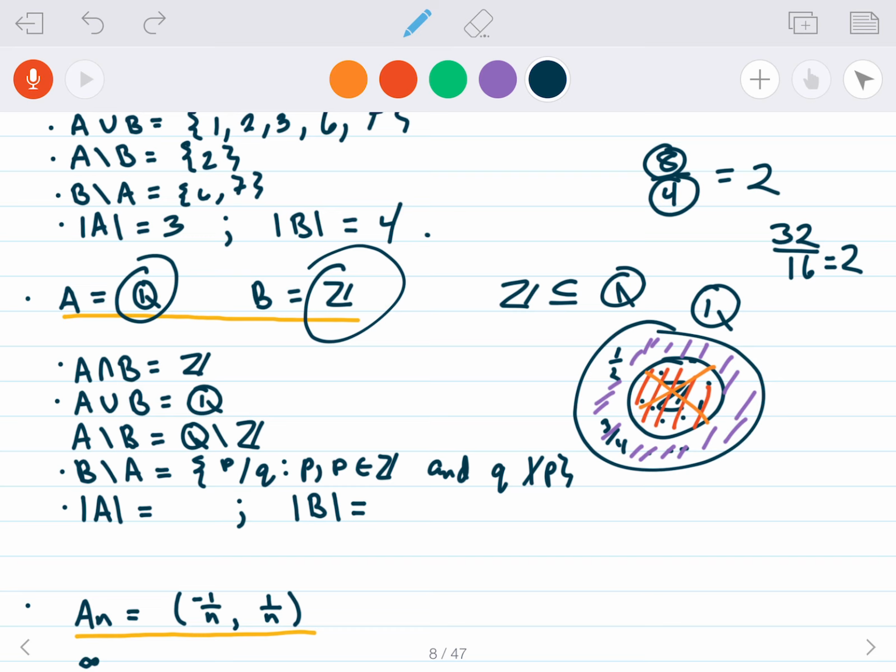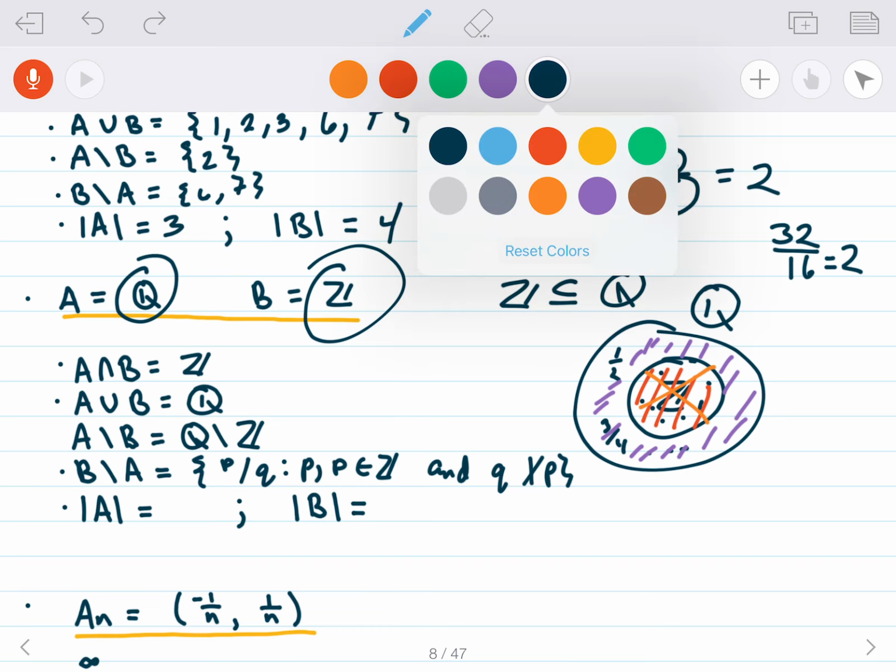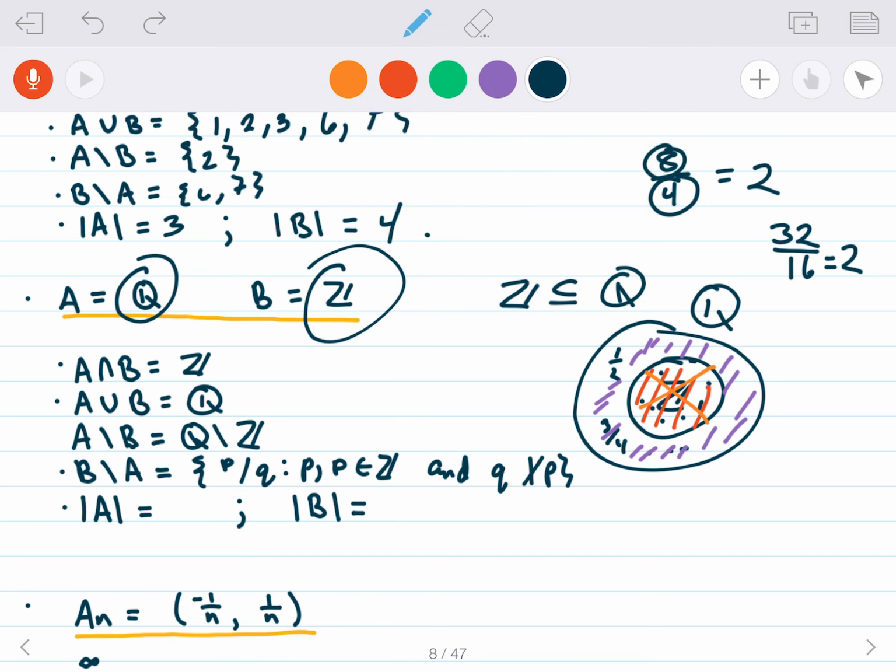So the cardinality of A, how many rational numbers are there? Well, infinitely many. And how many integers? Also infinite. That's the cardinality.